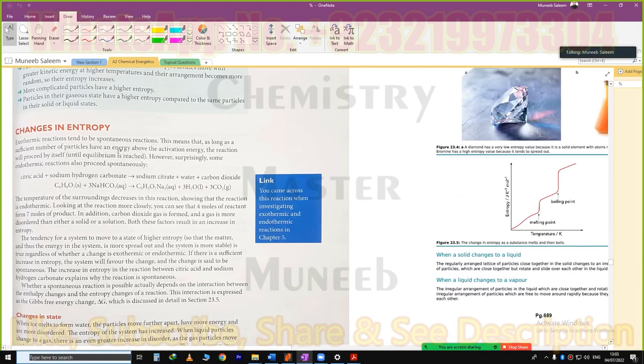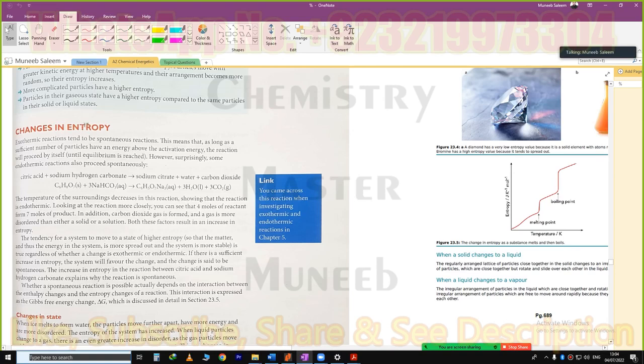Spontaneous means the reactions which occur by itself. And in terms of the chemical reactions, the spontaneous reactions are those which are mostly exothermic. Exothermic, just like we discussed the electron affinity, then hydration enthalpy, and then enthalpy of solution in those type of reactions, and plus the lattice enthalpy as well.